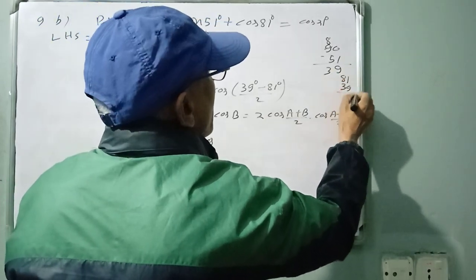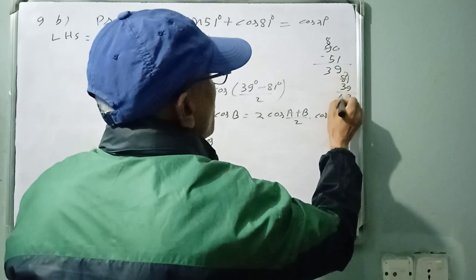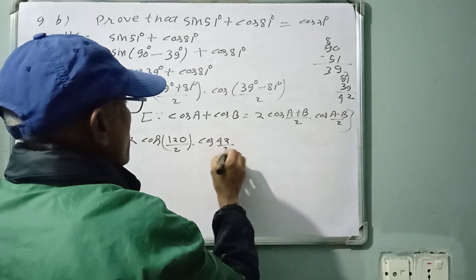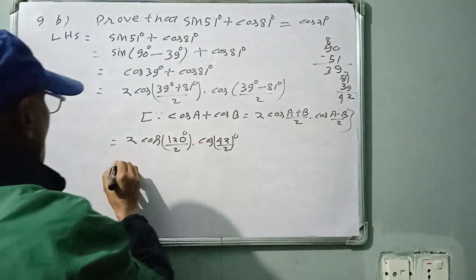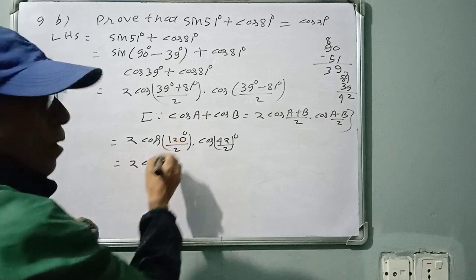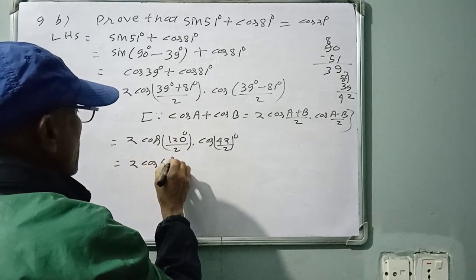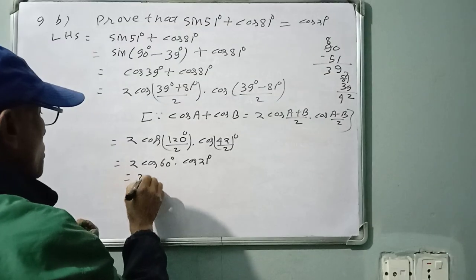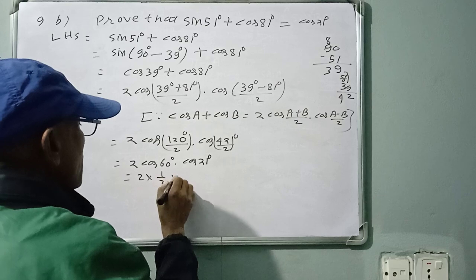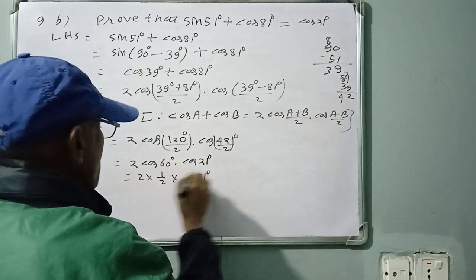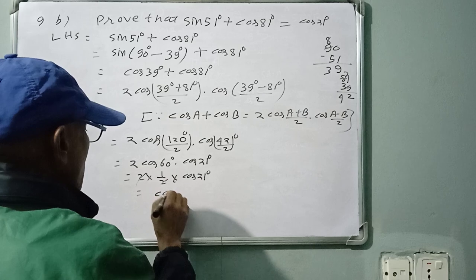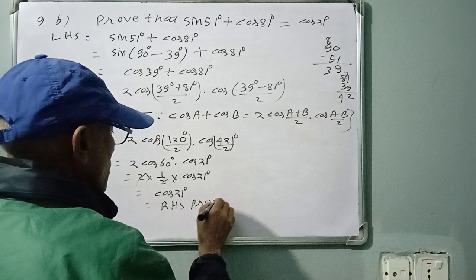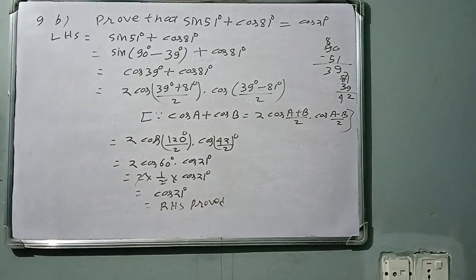81 minus 39 is 42, so cos 42 degree by 2. 120 by 2 is 60 degree, and 42 by 2 is 21 degree. So 2 cos 60, which is half, into cos 21 degree. Cancel, cos 21 degree, which is the right hand side. Proved.